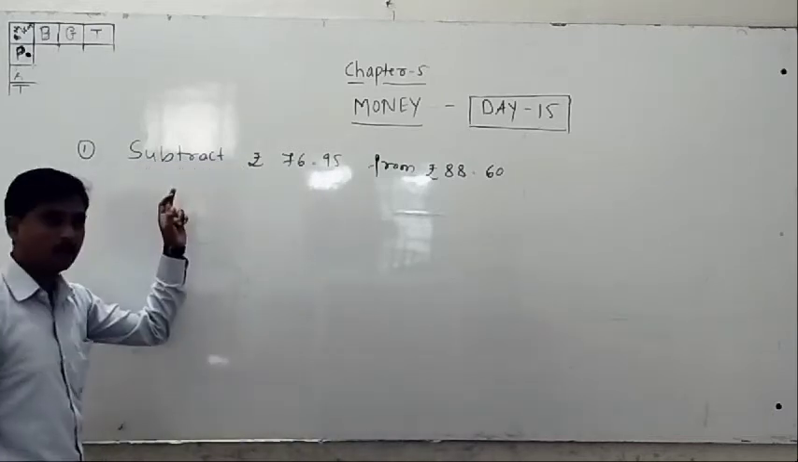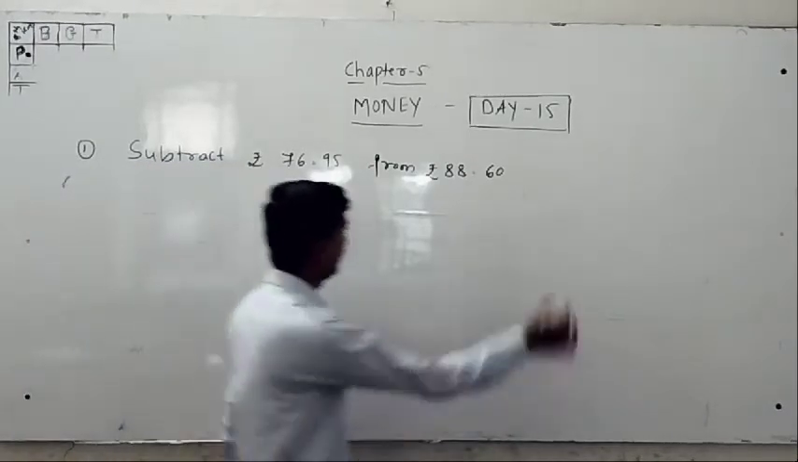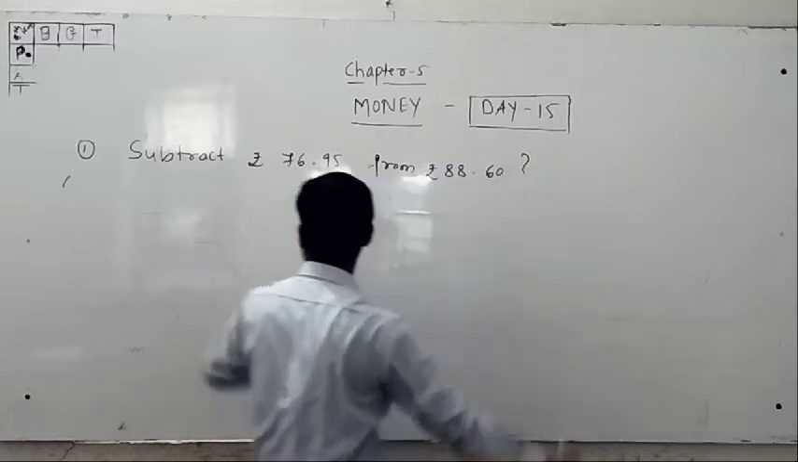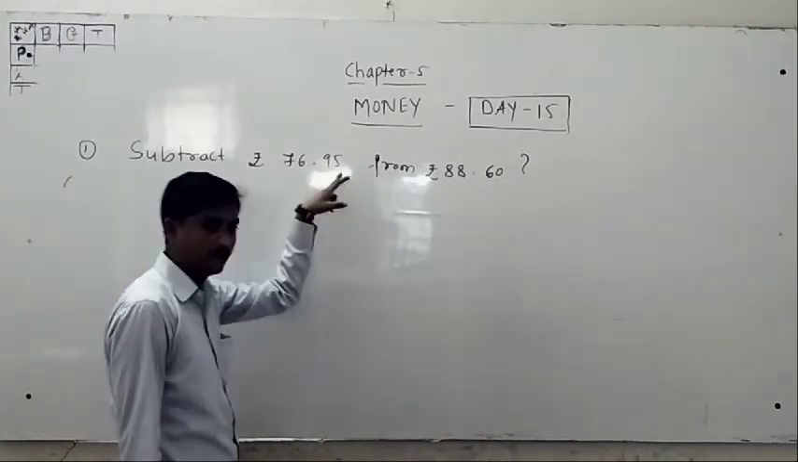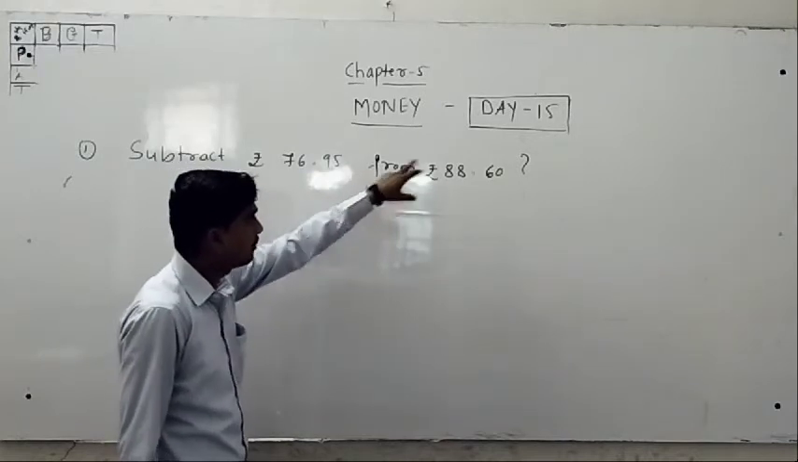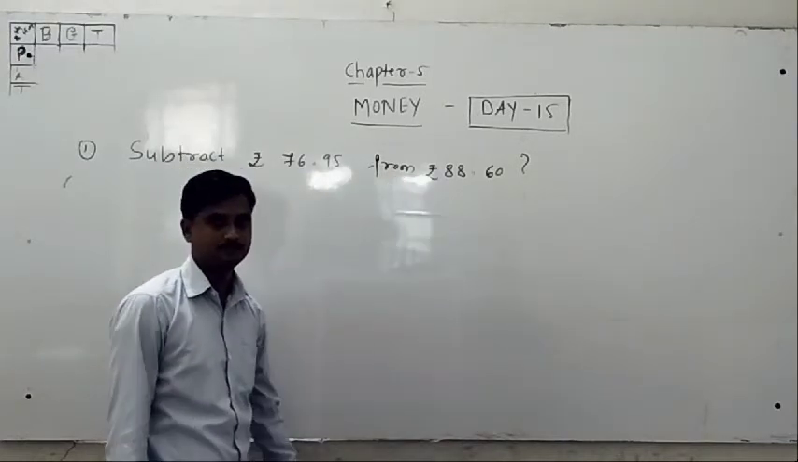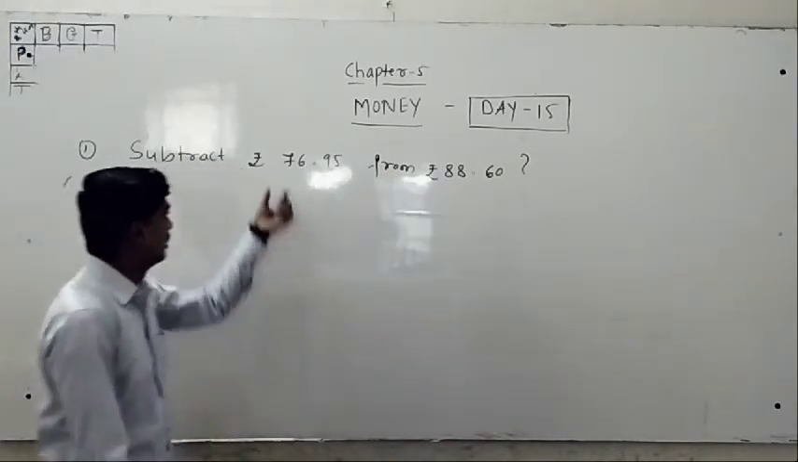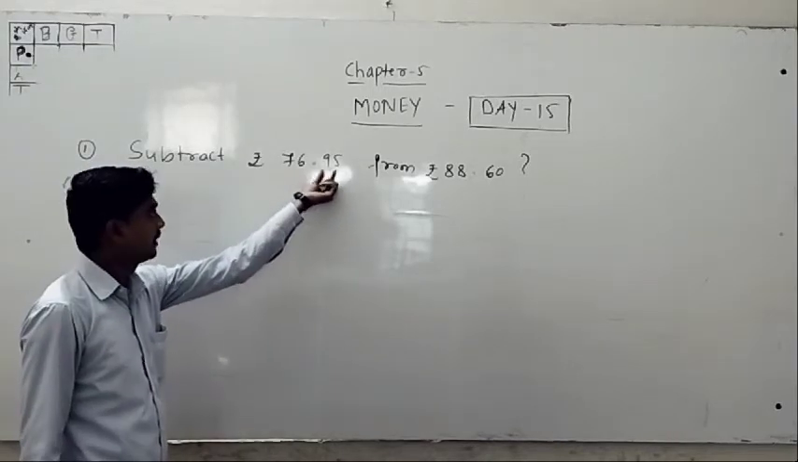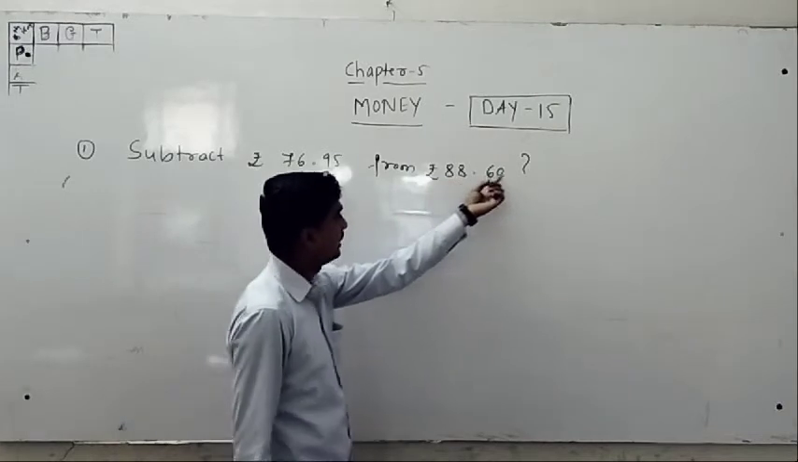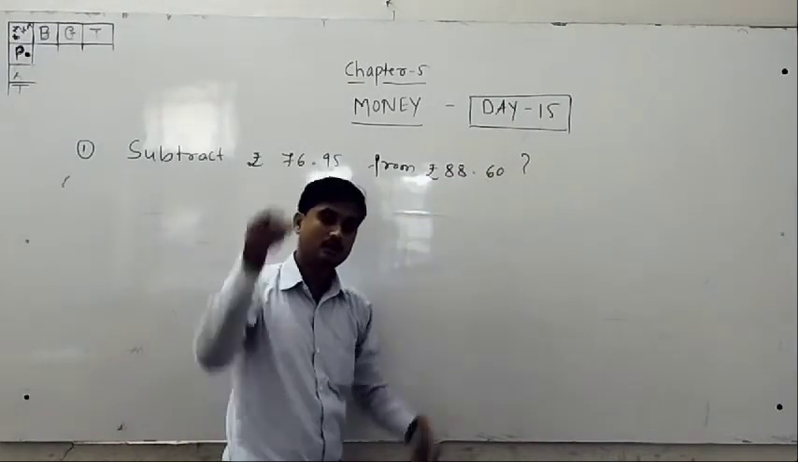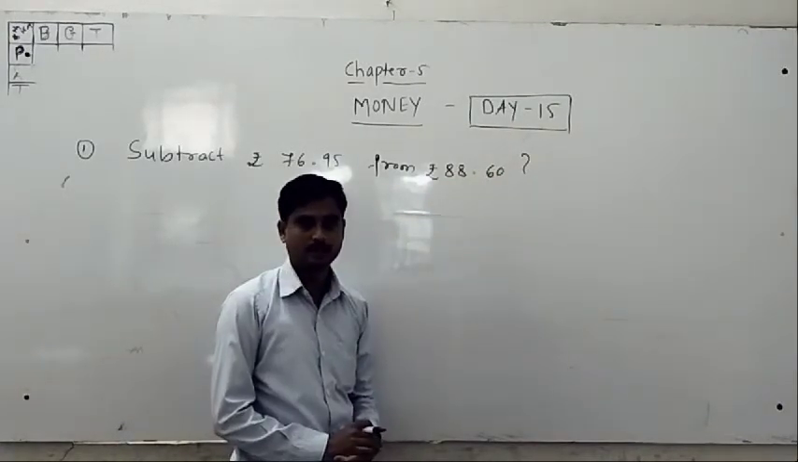First of all, you should understand the question. What is the given question here? Subtract rupees 76.95 from 88.60. Rupees 76.95 and 88.60, they say to subtract.